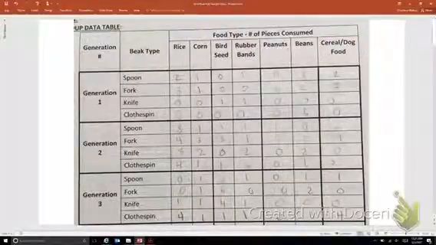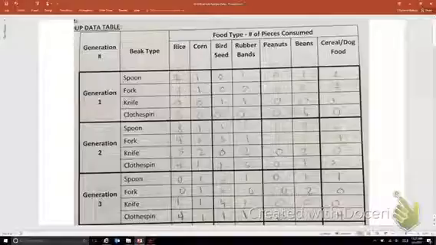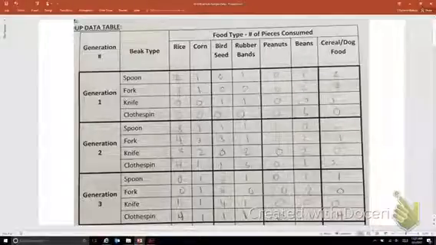On the following screen, you can see part of your sample data from the Beak lab. So this is a sample data for the group data. There's generation 1, generation 2, and generation 3. If you do not have this data, or you have incomplete data, you will need to pause the video and record the data in your graph or your own chart.